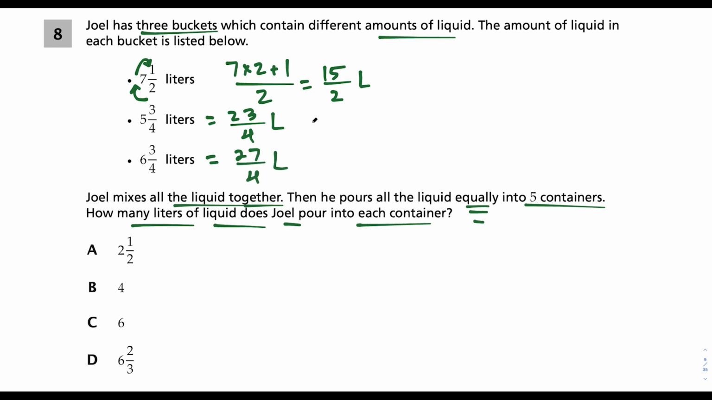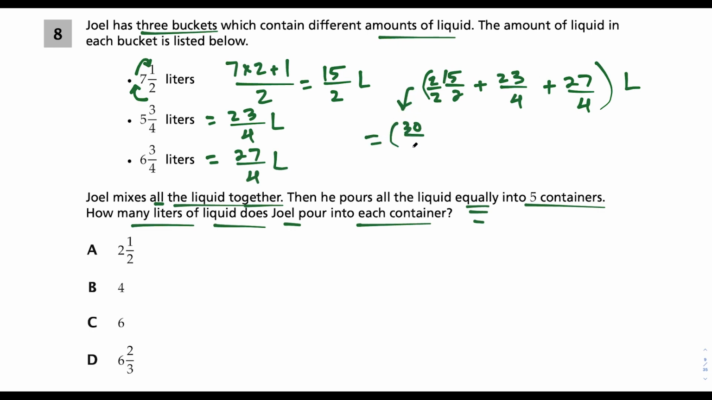So now I'm going to add these 3 together because Joel is mixing all the liquids together. I'll write the units at the end, and we're going to have 15 over 2 plus 23 over 4 plus 27 over 4, and we're talking about liters here. Now this one I would convert. I'm going to multiply this fraction by 2 over 2 so that it has a matching denominator to the others. So this sum is going to be equal to 30 over 4 plus 23 over 4 plus 27 over 4.